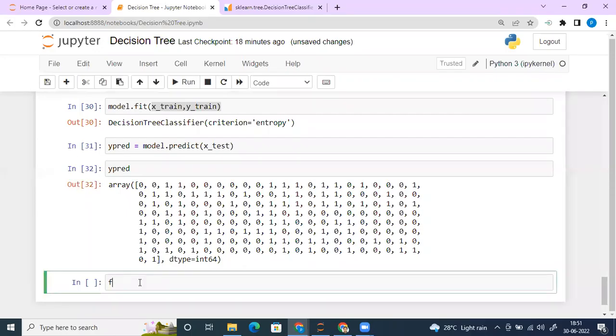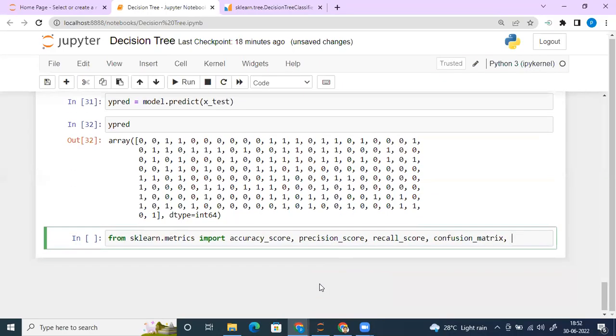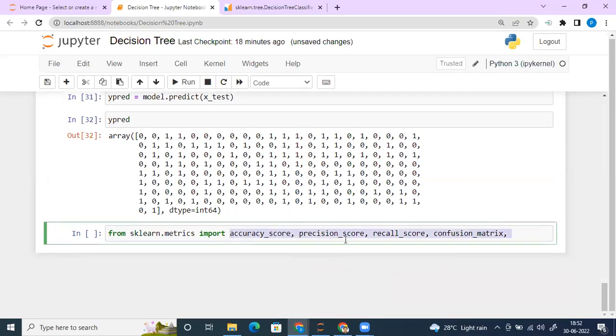So I'm going to say from sklearn.metrics import. I'm going to import a few more parameters this time, everyone. Import accuracy_score, which is one parameter. Precision_score is one parameter. Recall is one parameter. Confusion_matrix is one parameter. Remember, these all are your performance metrics.